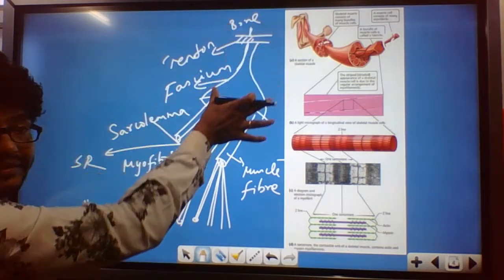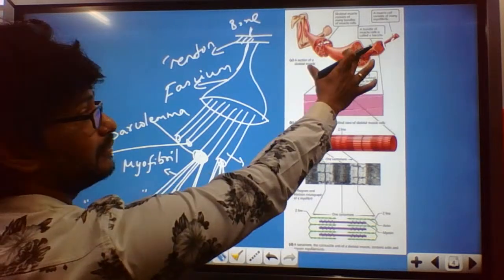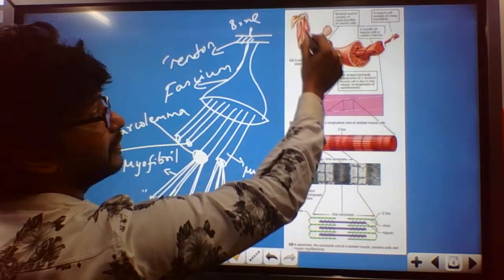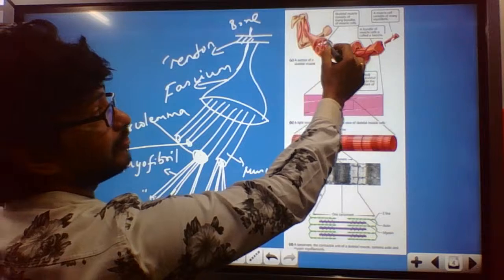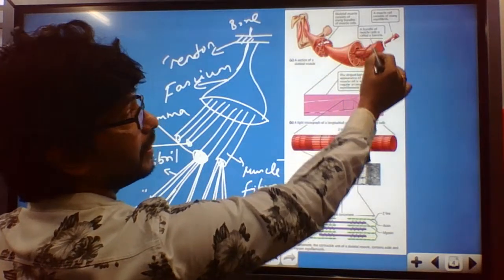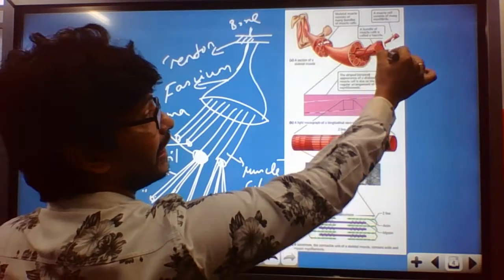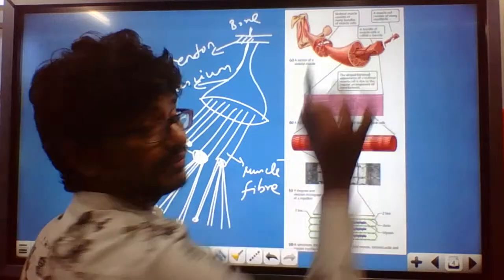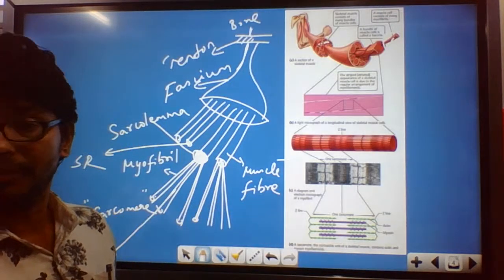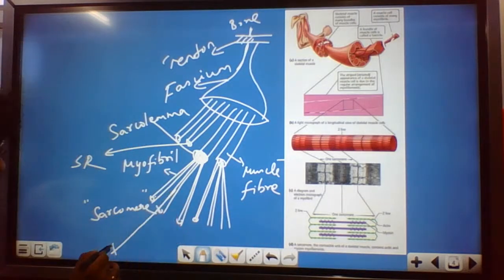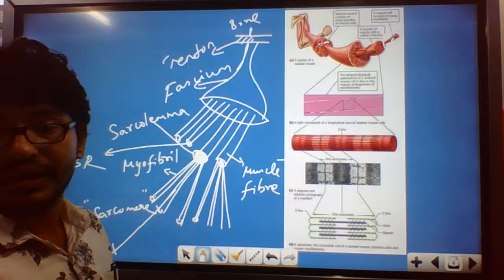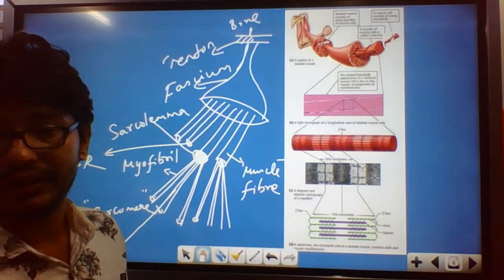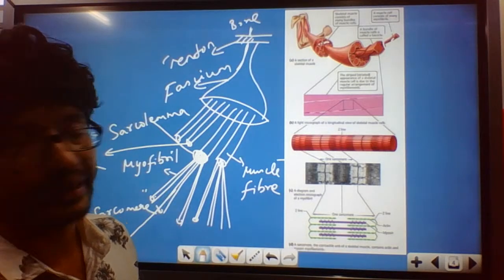We need to zoom in and go deeper inside. This diagram, this image, explains it clearly. From the muscle, you could see the fasciculus. The fasciculus leads to the bundle. The bundle consists of the myofibrils. The myofibrils consist of the sarcomere. So if you go deeper inside, you have a contractile unit. This contractile unit is called the sarcomere.